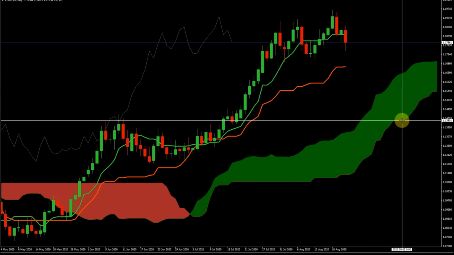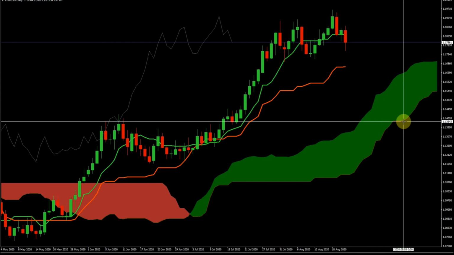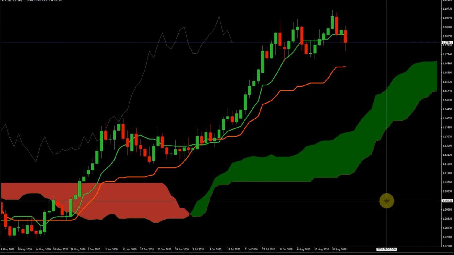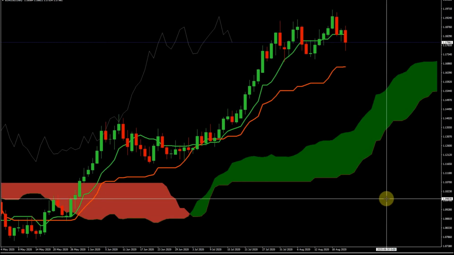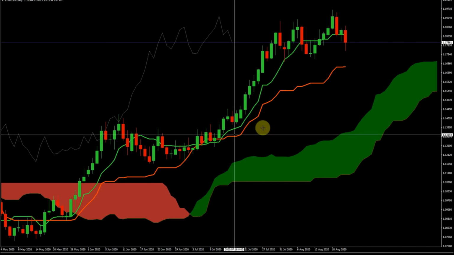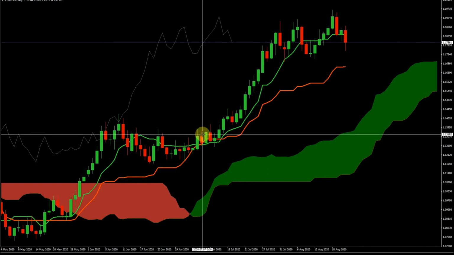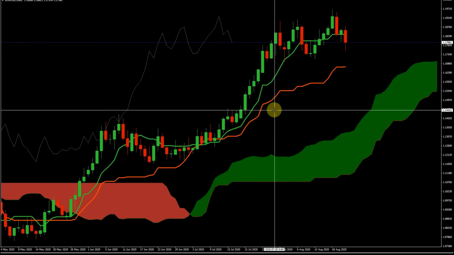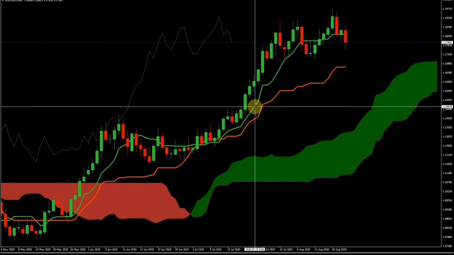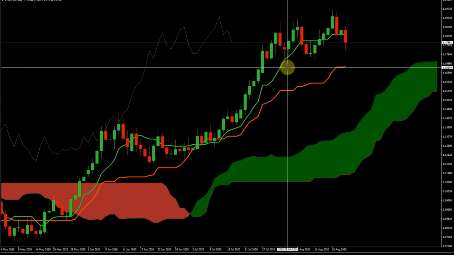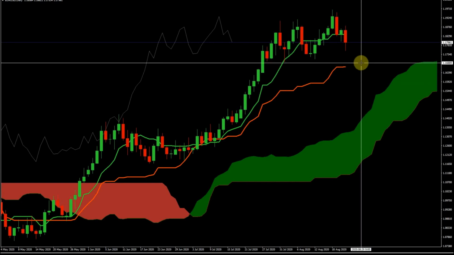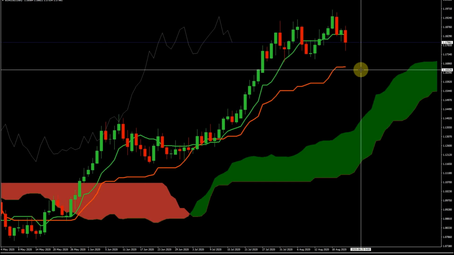But yes, it is a good tool that shows you at a glance where the main levels of support and resistance are, and you should respect that. Do they work all the time? No, they don't. So I just want to spend a little bit of time talking about Tenkan-sen and Kijun-sen, and you can see at a glance whether the market is overbought or oversold. Of course, you can see that with other indicators, yes.